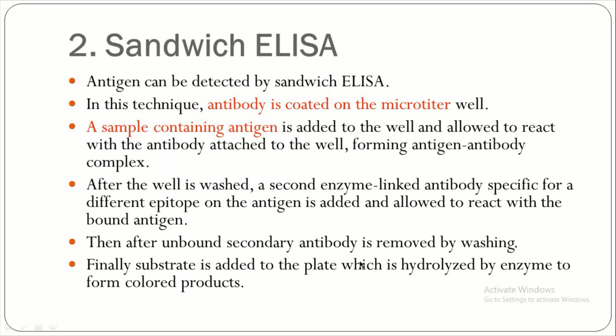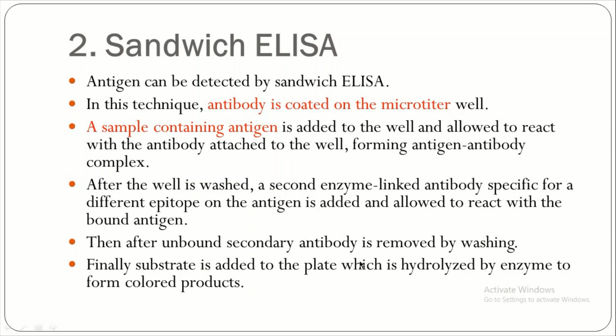This is the main use of sandwich ELISA. In this technique, the antibody is first coated in the microtiter plate. So first they coat the primary antibody. A sample containing an antigen is added to the well and allowed to react with the antibody which is already attached in the well or the plate, forming an antigen-antibody complex.